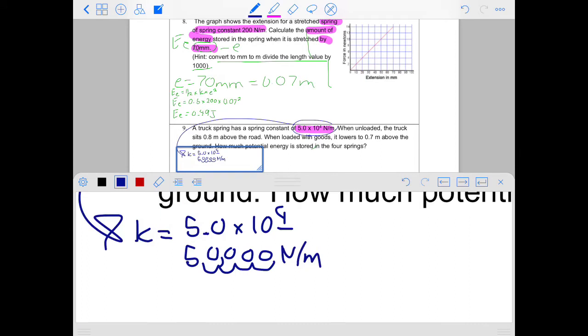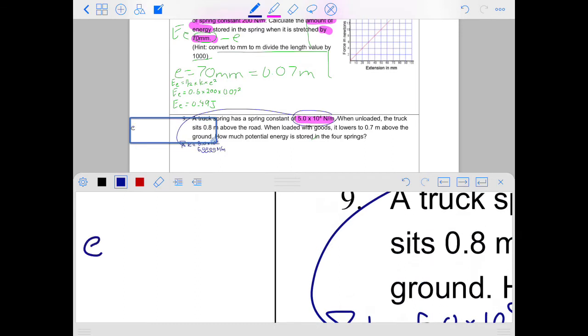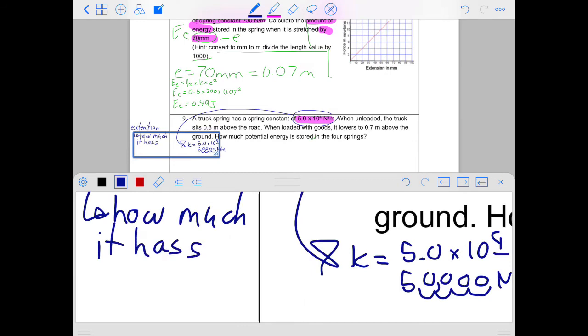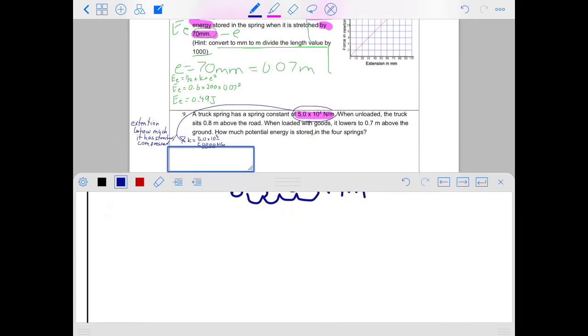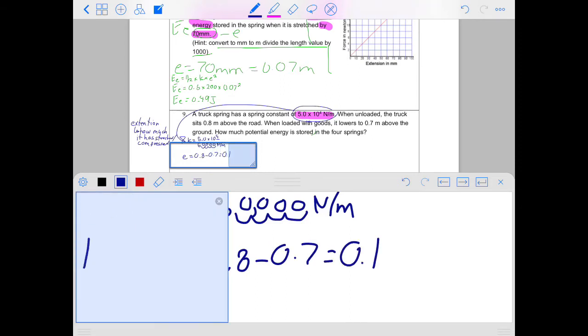So 50,000. When it's unloaded, the truck sits 0.8 meters above the road. When it is loaded with goods, it lowers to 0.7 meters above the ground. So we can't take either of these two numbers as our extension, because remember, extension is how much it has stretched or compressed. So that extension is the difference between 0.7 and 0.8. So our extension is equal to 0.8 subtract 0.7, which is 0.1 meters.